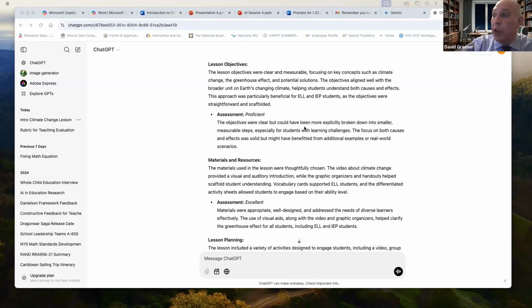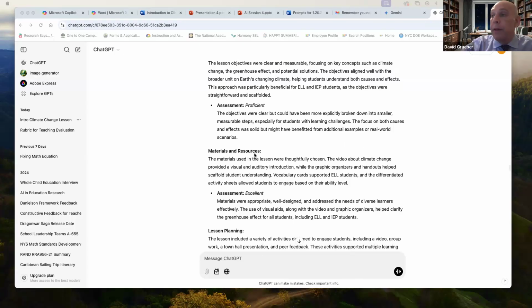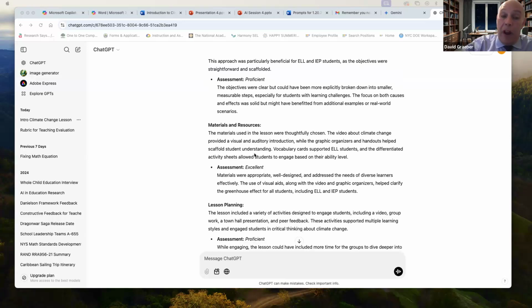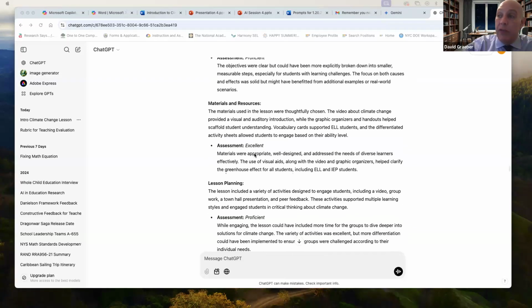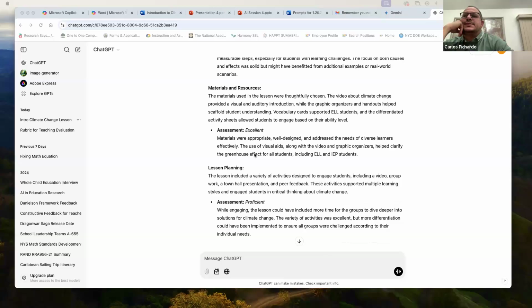Proficient: the objectives were clear, but could have been more explicitly broken down into smaller, measurable steps, especially for students with learning challenges. The focus on both causes and effects was solid, but might have benefited from additional examples or real-world scenarios, right? And then materials. It literally went over every component of the lesson, materials and resources. Yes. Right.